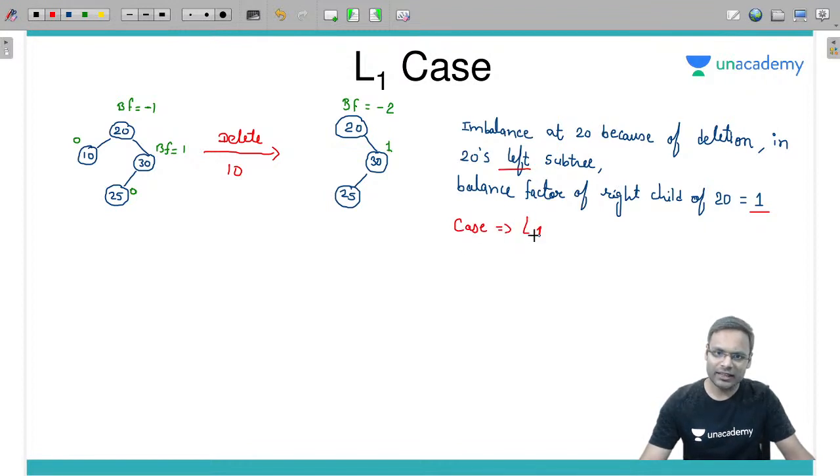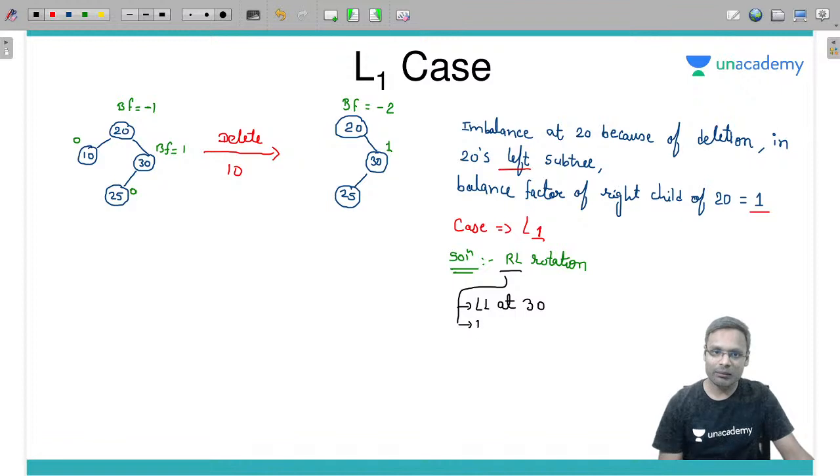If it is L1 case, क्या लगता है आपको? Which rotation? RL rotation. Solution for this one is RL rotation. RL rotation is again not a single rotation, double rotation apply करना पड़ेगा. First rotation is LL at right child of 20 which is 30, and then RR at imbalanced node 20.